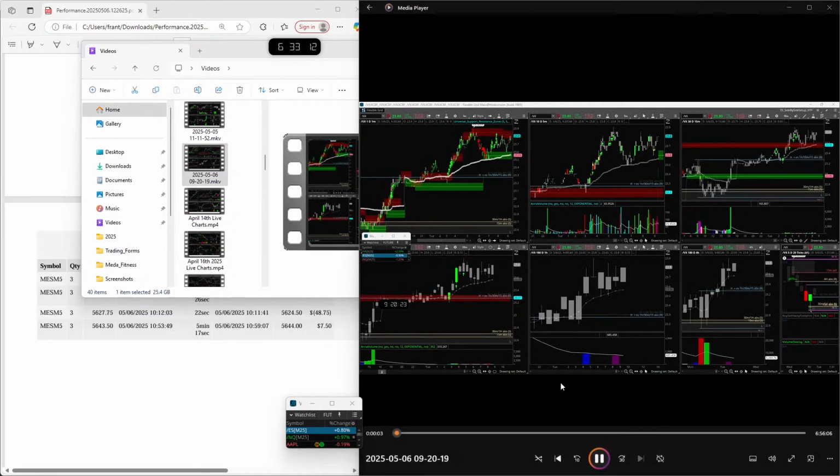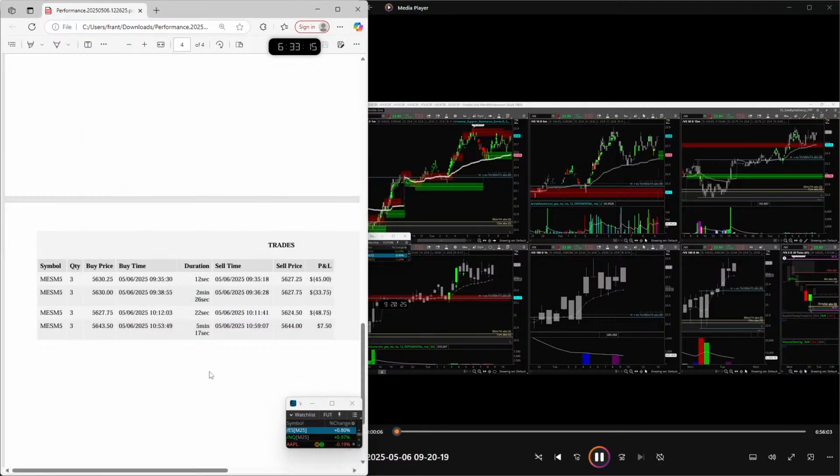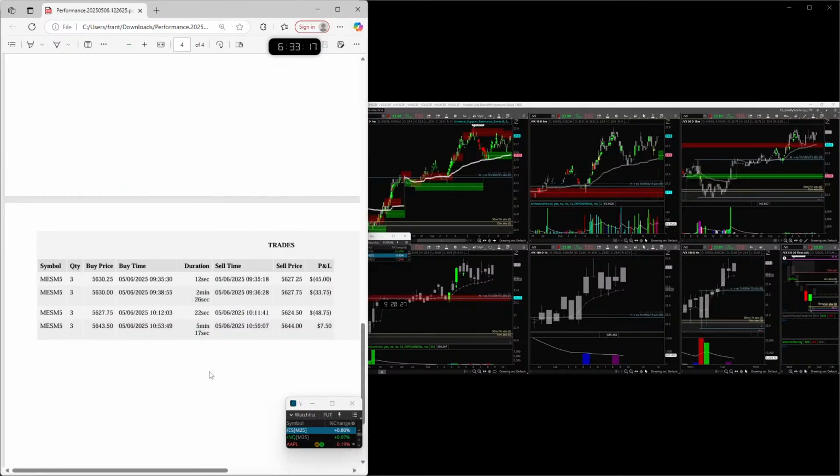Yo, today is May 7th. I'm gonna go over today's trades. I took three losses back to back, waited, and took the fourth one for break even. These two are basically the same damn trade.